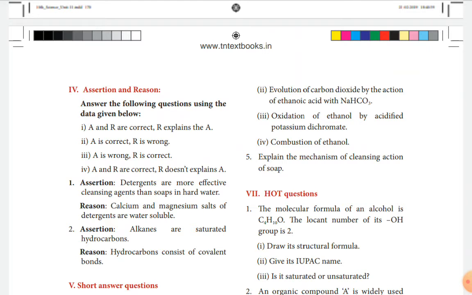C2H5OH. Also you can write CH3CH2OH. There are two forms. Acidified potassium dichromate. What is the formula of potassium dichromate? K2Cr2O7. So these things you have to know. Now we are moving to the answer.